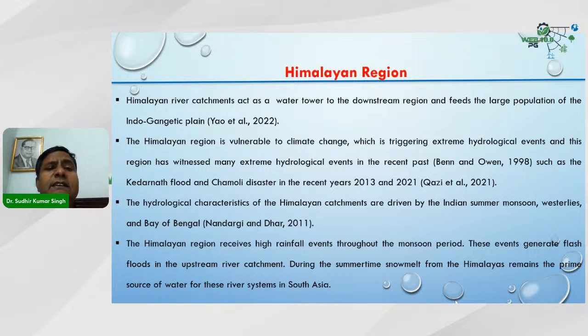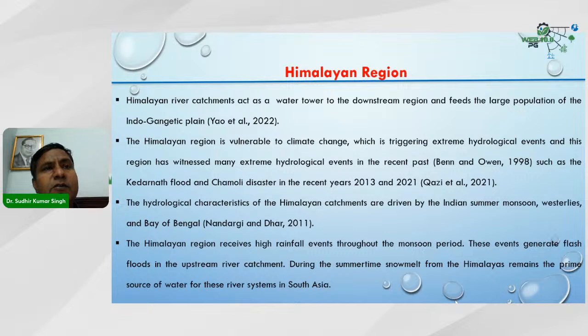Himalayan river catchment acts as a water tower, because the majority of the North Indian states are receiving the water through the glacial belt. Correct. So that's why we call it a tower to the downstream region, and it feeds the large population of the Indo-Gangetic plain. We have a big Indo-Gangetic plain, thousands of square kilometers, where we have different kinds of agricultural activity, and the majority of the people reside in this Indo-Gangetic plain. And the water is basically provided by the Himalayan catchments.